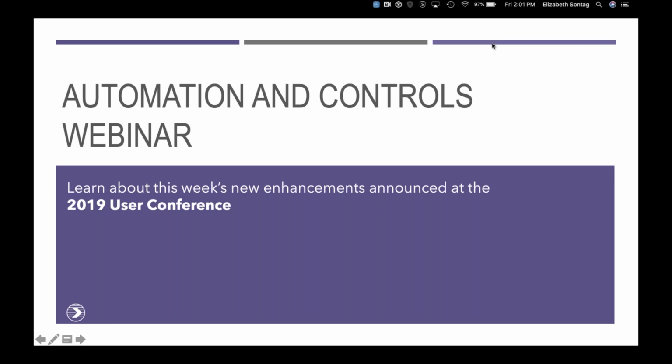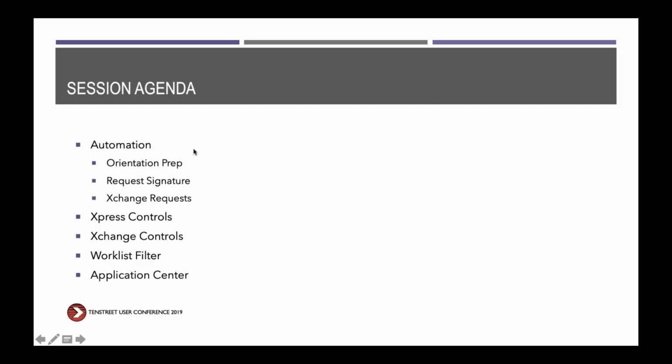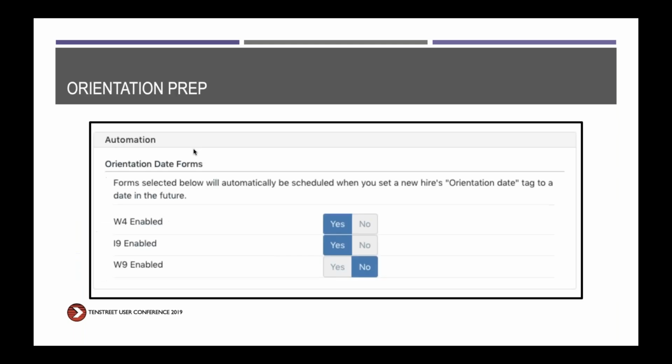But today, what we're going to talk about is automation and controls. What we're going to talk about first is orientation prep, which are forms that are available through the system for free. We're also going to talk about request signature, exchange request. We're going to talk about both of the controls on how to make these items work, a new item in the system called Worklist Filter, and a tool for Application Center. So we're going to dive right in, and we are going to talk about orientation prep.